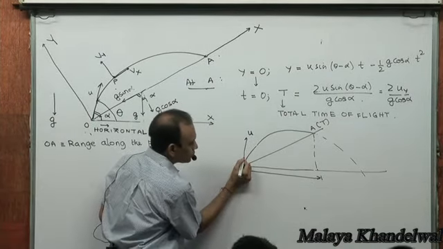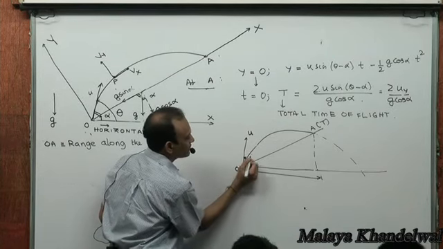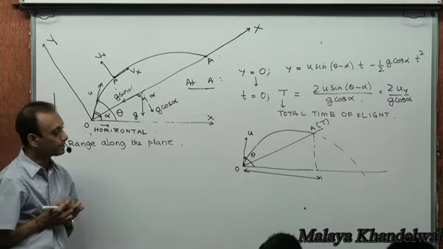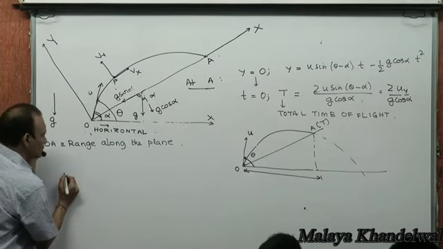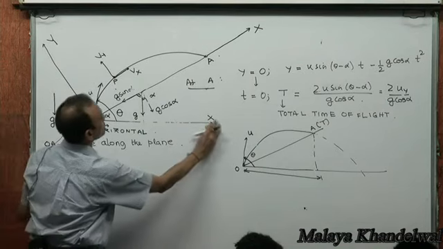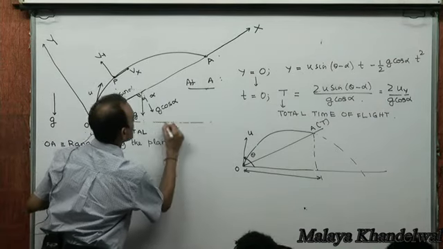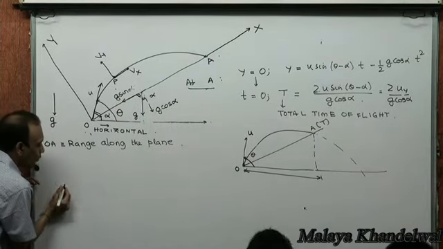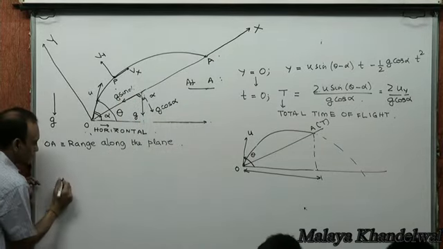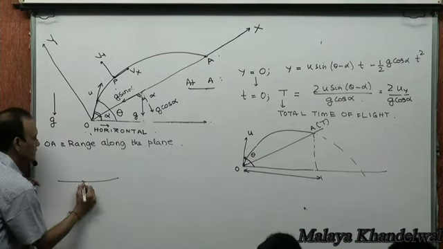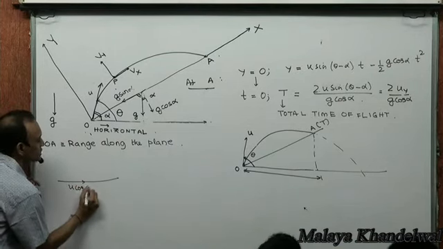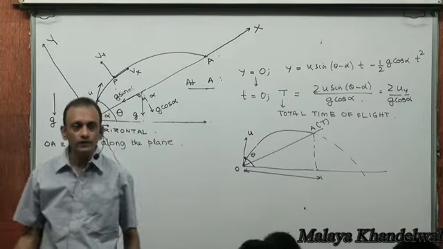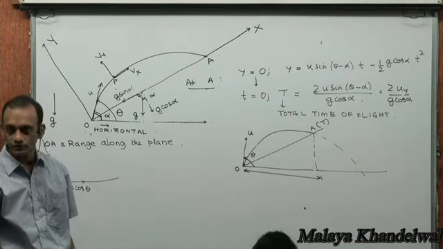This was u, and it made an angle theta with the horizontal. So what was the velocity of the particle parallel to the horizontal? This is not the x-axis, sorry, this was just the horizontal. This is my x-axis. So what is its velocity parallel to the horizontal? Its component of velocity parallel to the horizontal will still be u cos theta, right?